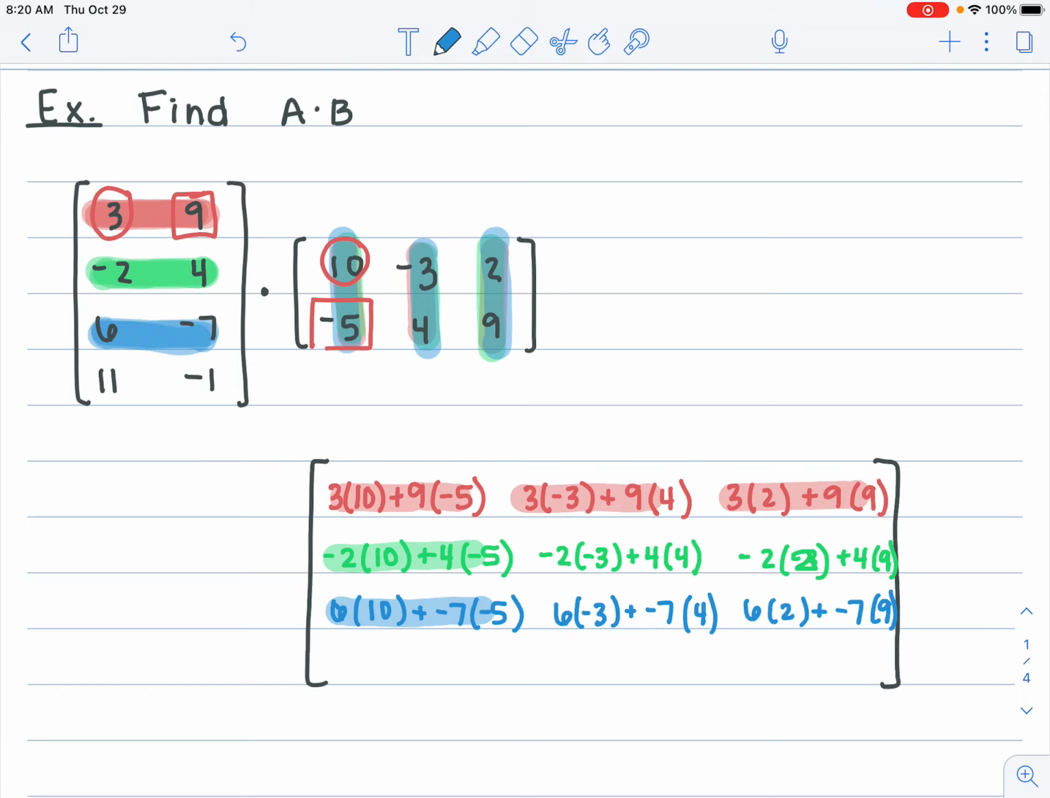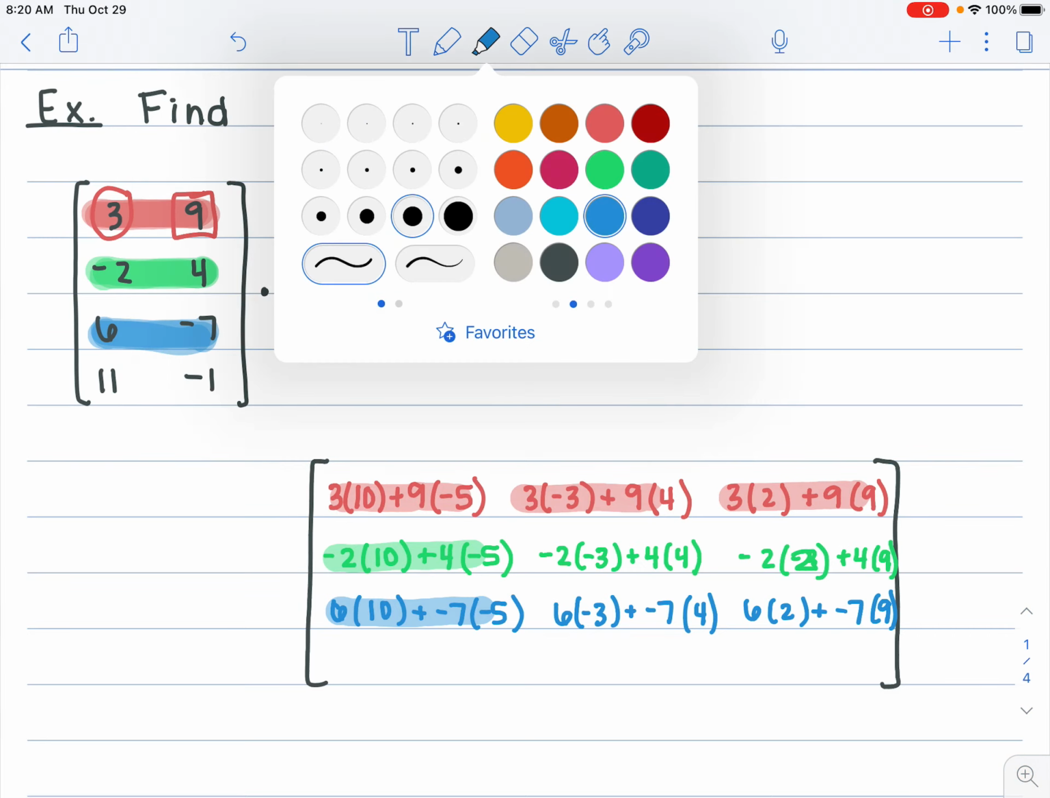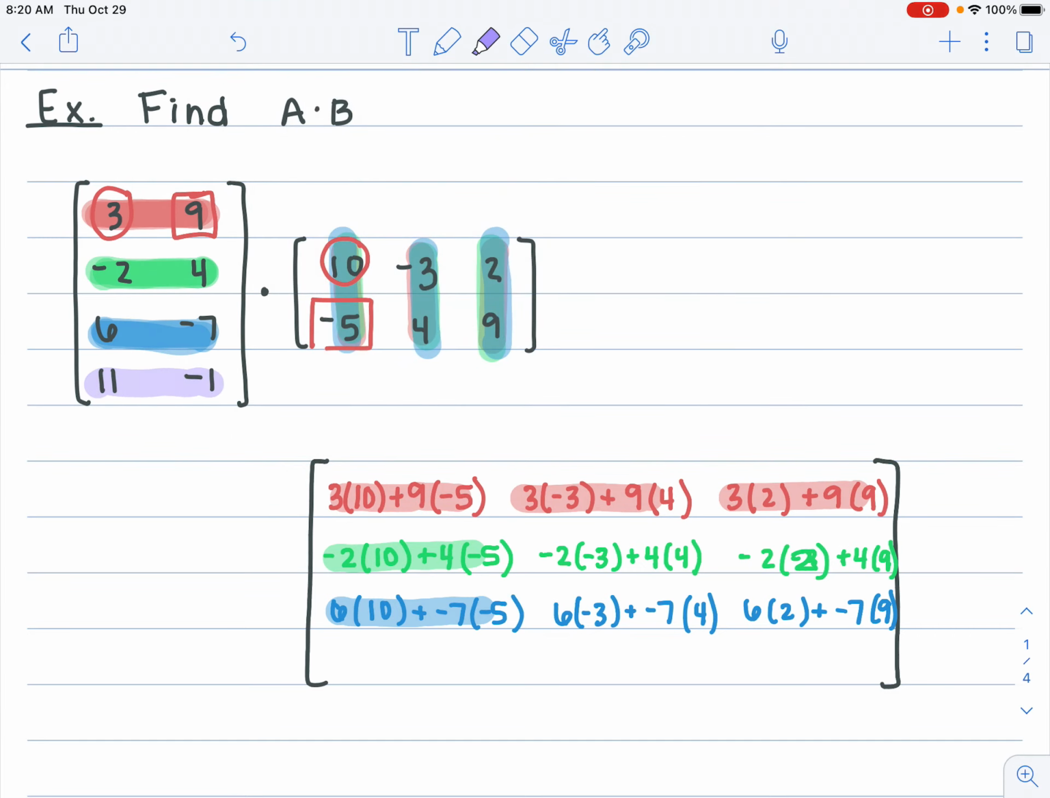All right, the final row here. Pause this video, see if you can do that last row by yourself. Once you have it, unpause it and check your answer with me.